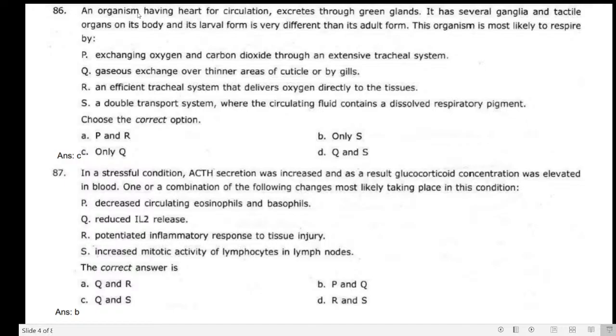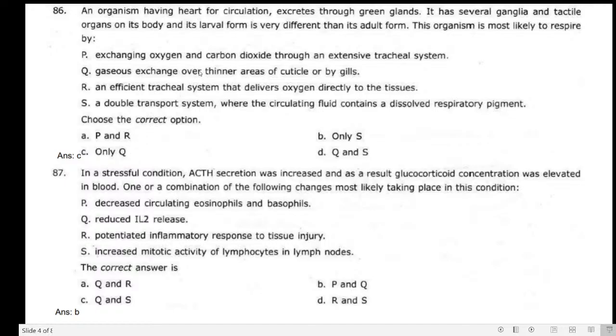They mention that the organism has a heart for circulation and excretes through the green gland. The green gland plays a major role. It has several ganglia and tactile organs on its body, and the larva is totally different from the adult. They are asking how it respires. Here the correct option is C.